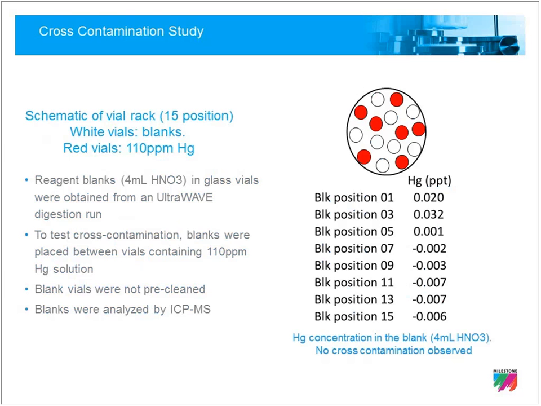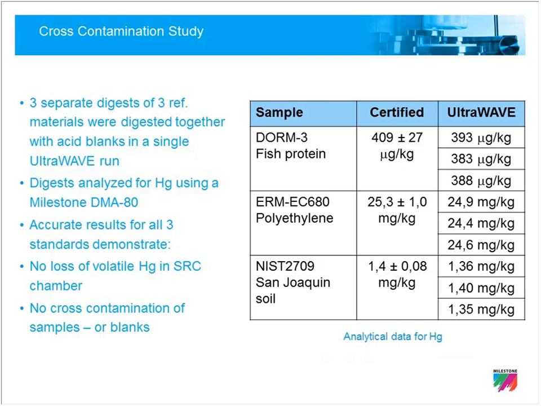We took a 15-position rack and we divided that rack in half. 8 of the vessels inside of that rack had 110 ppm mercury standard, so a traditional very volatile element. And the other half of that rack were simply blanks. We took it through a typical microwave program, 220 or 230 degrees C, and then analyzed the blanks for mercury. As you can see here, in those blanks, there was no recognizable or recorded mercury found within those samples.